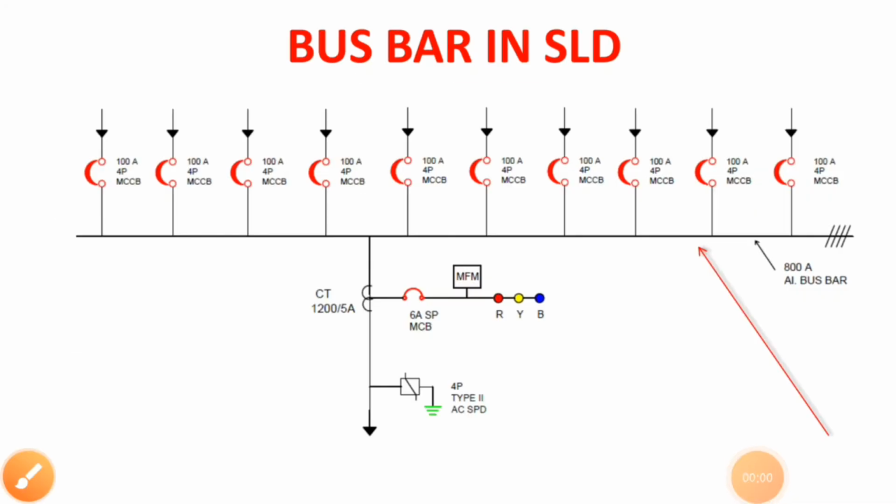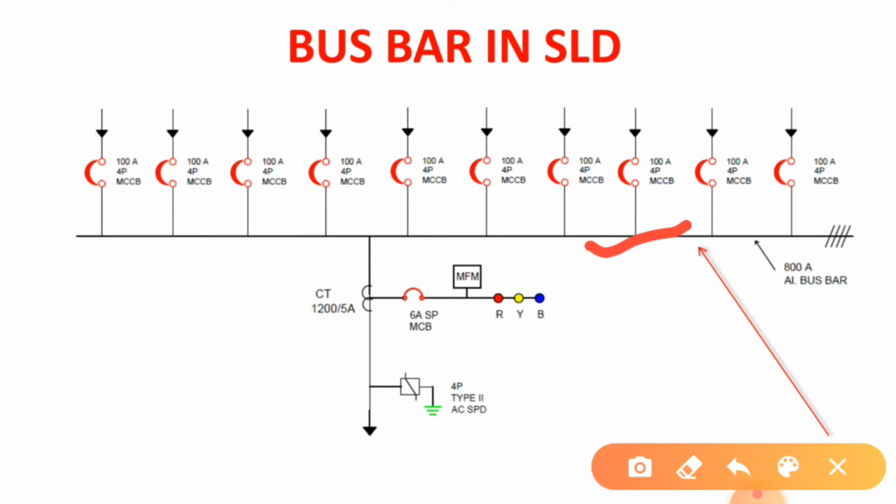Now friends, here is a single line diagram of an ACDB. ACDB is an AC distribution box, which is mainly used in solar power plants. So here we will see how we show busbars in a single line diagram. In this SLD you can see a straight horizontal line, this one. Friends, this is the busbar. Here 10 inputs are fed to this busbar.